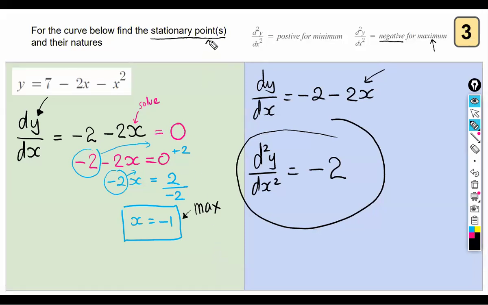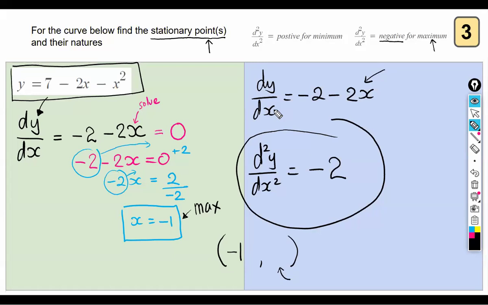But didn't the examiner ask us for the point? Doesn't a point have an x coordinate and a y coordinate? Isn't the x coordinate -1? What's the corresponding y coordinate? We have to go to this equation here now and replace all the x's with how much? -1. So go to the first equation now and replace all the x's with what? -1. And tell me what the corresponding y coordinate is. And then you finish the question, because I ask you for the stationary point.